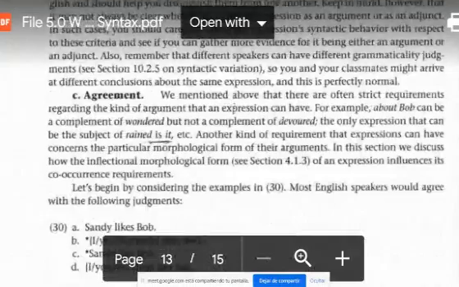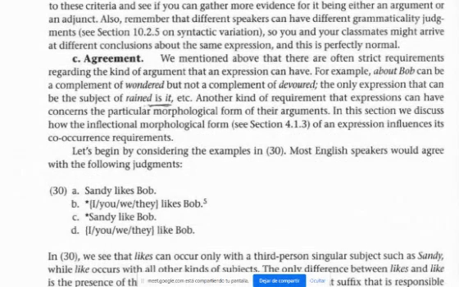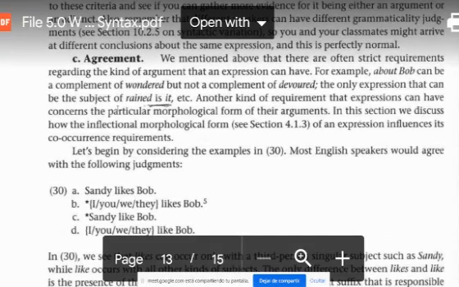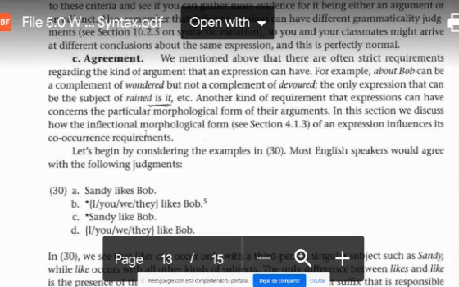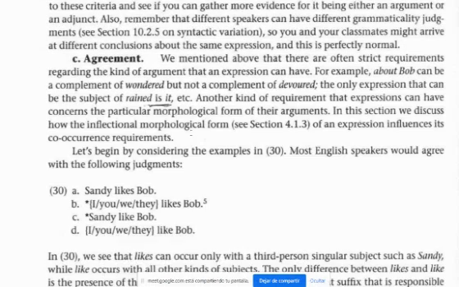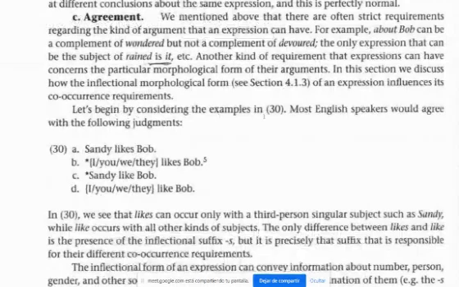Agreement, we mentioned, there are often strict requirements regarding the kind of argument an expression takes. "About" Bob can have a complement of wonder, but not a complement of the board. This is morphologically speaking the form of the argument. In this session we discuss the inflectional morphological form, which is agreement, and we are going to talk about that too. Agreement. Let's begin by considering example 30.